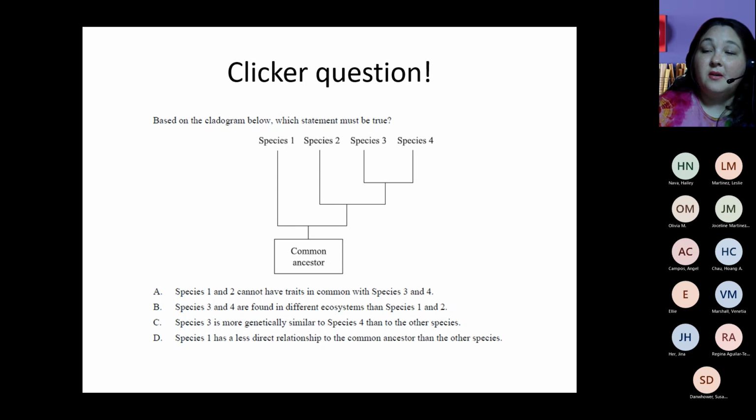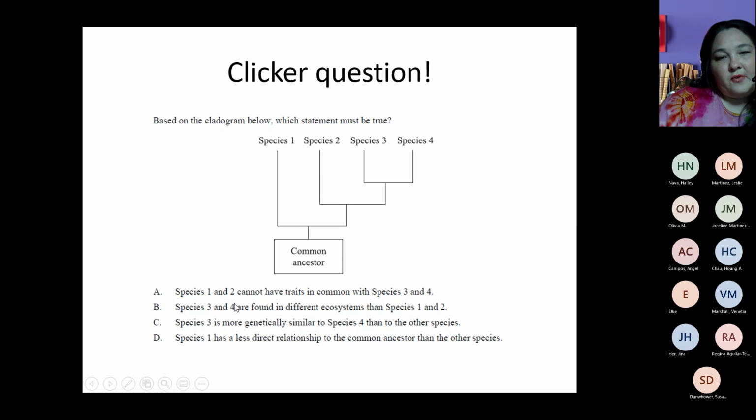Interesting. Okay, 13% say A, 25% say B, 50% say C, and 13% say D. Let's take a look at these answers. A, species 1 and 2 cannot have traits in common with species 3 and 4. Well, we know that's not true because species 1, 2, 3, and 4 all share one common ancestor, so they must have some things in common.